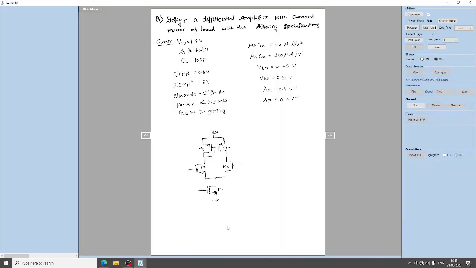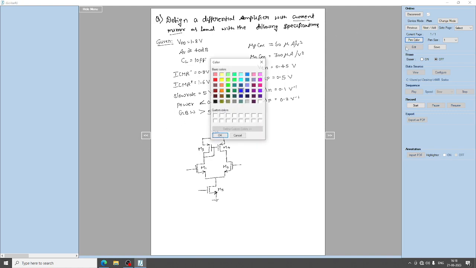Hello everyone. Today we will solve a problem on designing a differential amplifier. Here you can see the question: design a differential amplifier with the current mirror load. You have to design it with the current mirror load with the following specification.